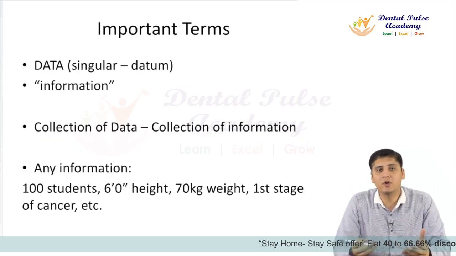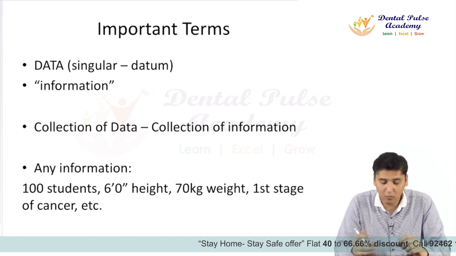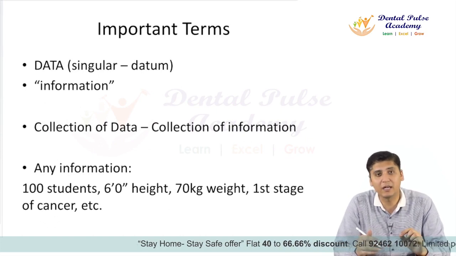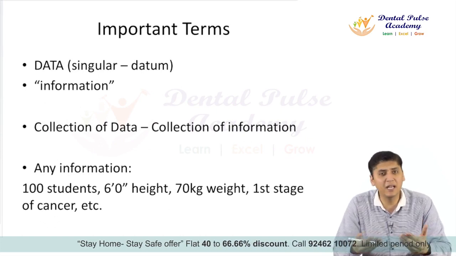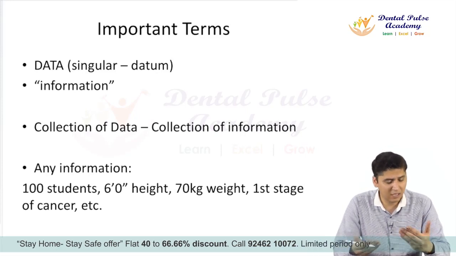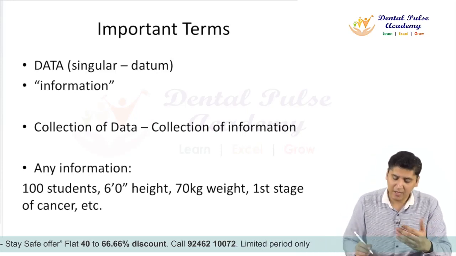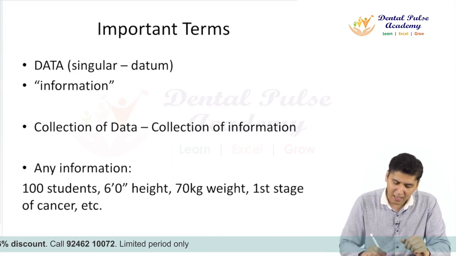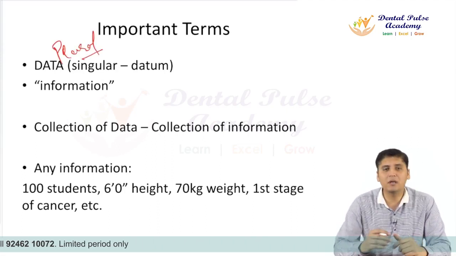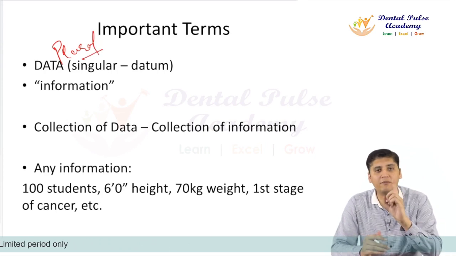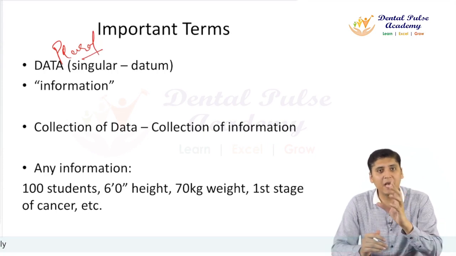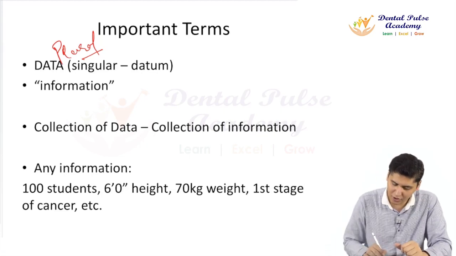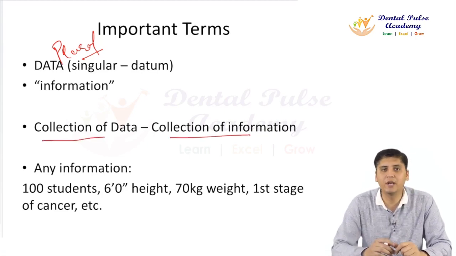The next and the most important term in biostatistics is data. What do you mean by this word data? Data means information. Any kind of information, be it height, be it weight, be it any kind of health related information that you collect is termed as data. Data is a plural word and its singular is datum. That means one information. So one information is datum and a collection of multiple information is called data. So collection of data is actually collection of information.